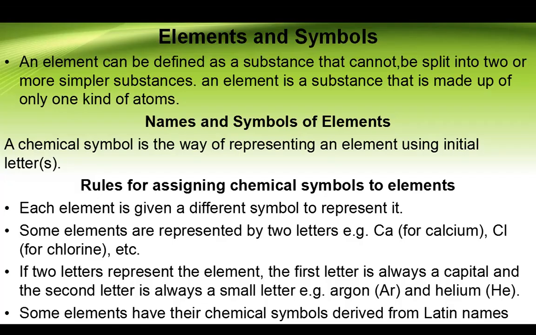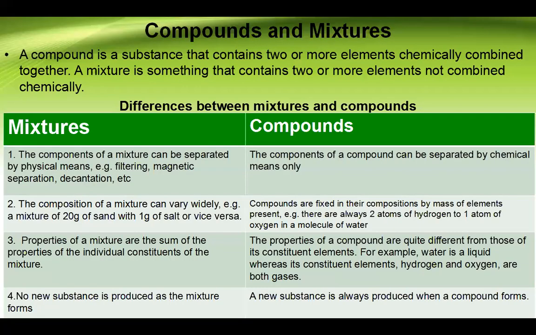Moving on, you see the compounds and the mixtures. What is a compound? You can say simply that a compound is a substance that contains two or more elements combined together. So if these elements are combined together chemically, that's how we get a compound. An example of a compound is water. Water is made up of hydrogen atoms and oxygen atoms. As we said, elements are made up of single atoms, so the combination of those elements chemically together forms a compound.